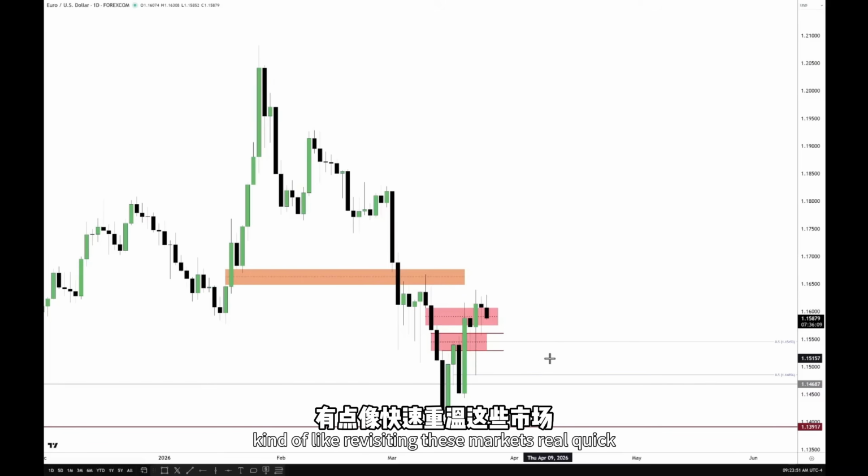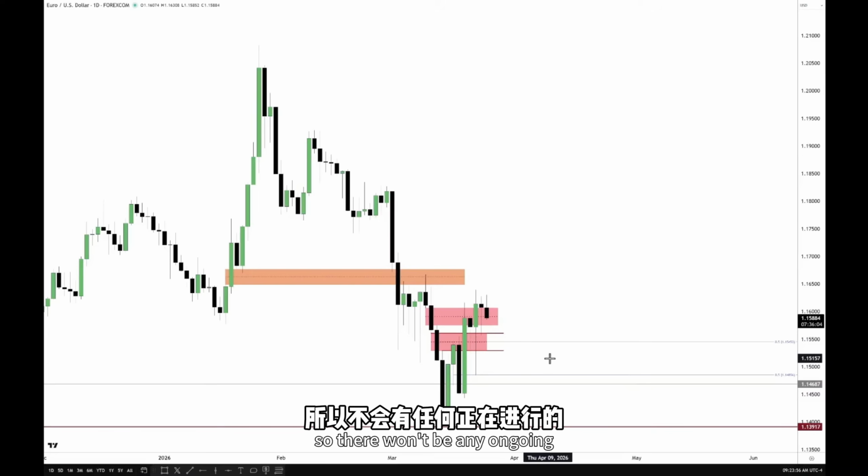I'm just revisiting these markets real quick because we're going to have a break for about 2 weeks. So there won't be any ongoing analysis or commentary by me.